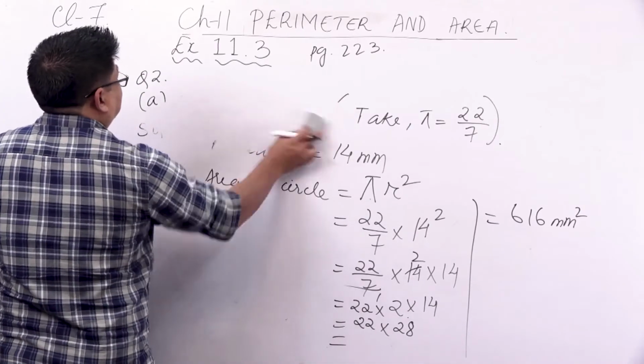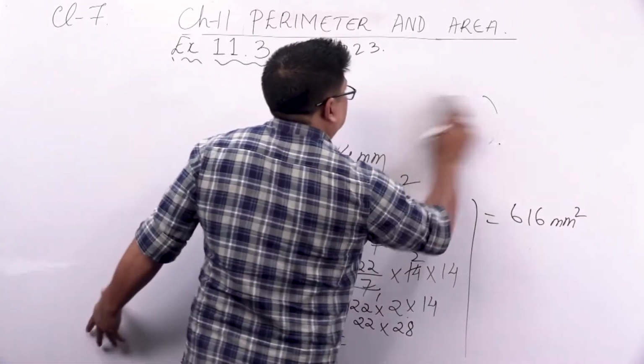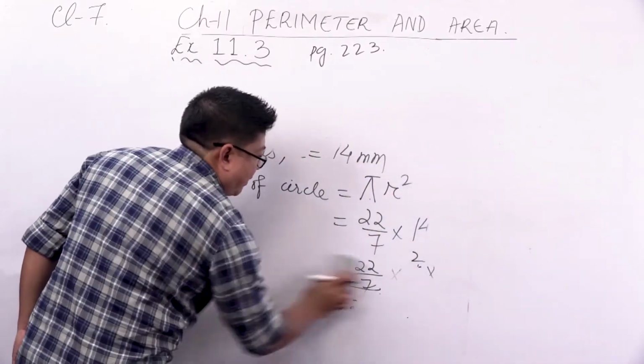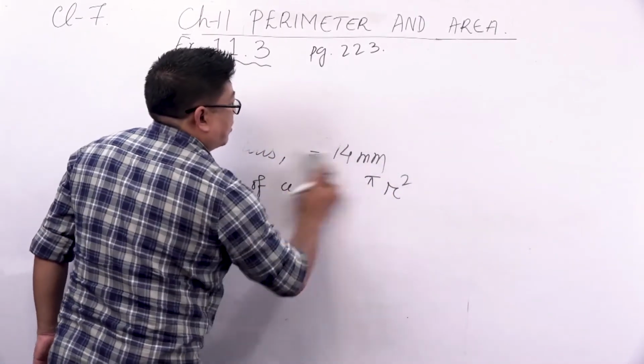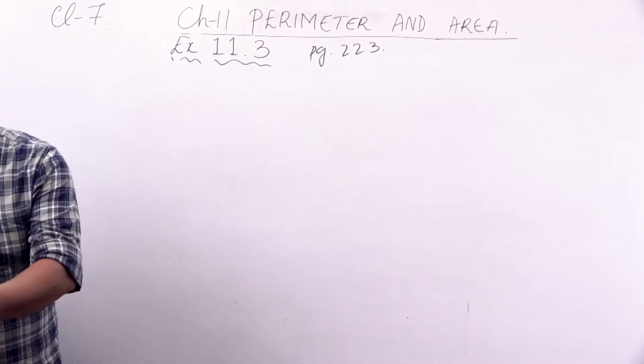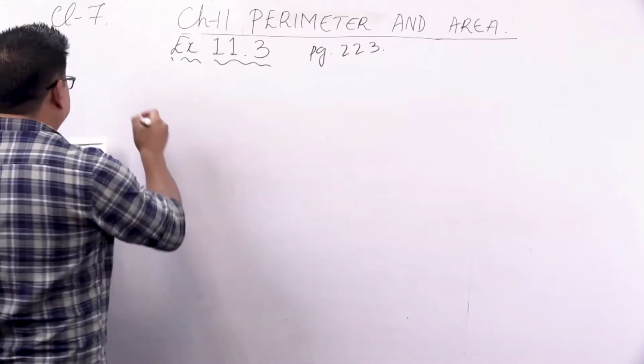So the rest of the questions are similar. Only the number is changed. Everything, the method is same. All right? So please try it at home. Let's move on to the next question. Question number 3.